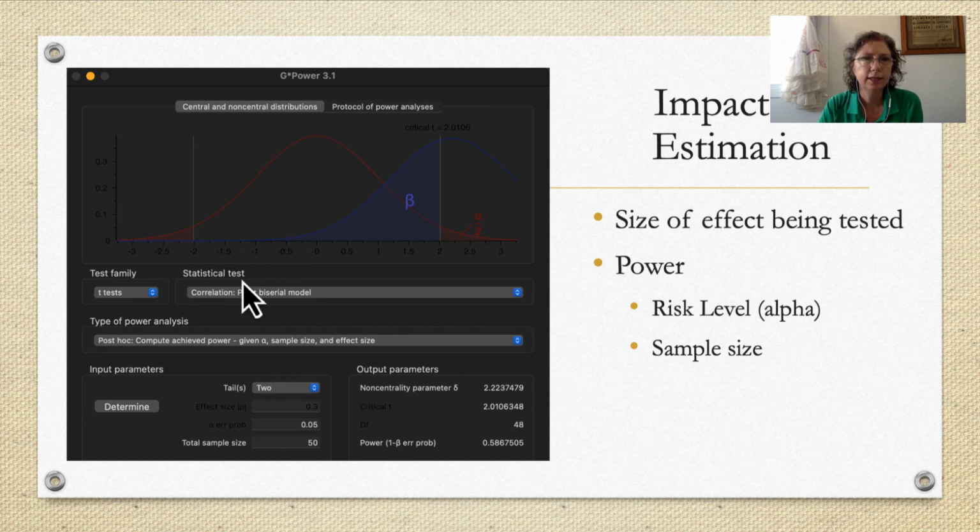So what they did here, they did something like G-Power, an application, to determine how much power the test had after the fact. They put in that it was a correlation. It's a post hoc. In other words, they already have the alpha and sample size and the effect size. So the alpha, 0.05, the sample size was 50, and their power was 0.59 right there. That's how they got to that.